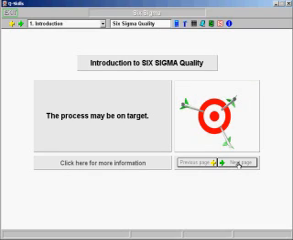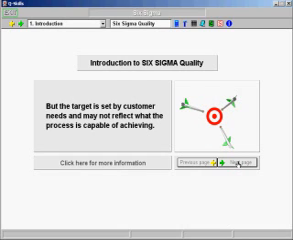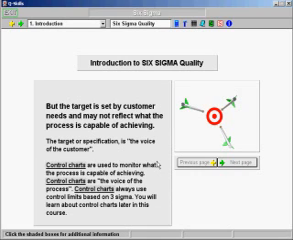Now, we may happen to have a process that is operating on target and producing good quality. But in reality, the target is set by what the customer wants. And if our process is not capable of achieving this, we'll produce defects. Of course, the way we monitor the process, the way we monitor the voice of the process, is using a control chart. And there's often a lot of confusion around this, but there is no such thing as a Six Sigma control chart. Control charts always use 3 sigma limits.